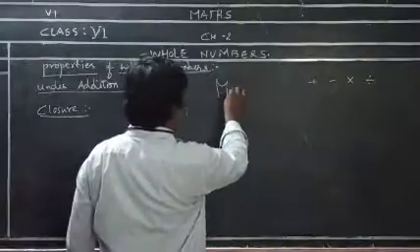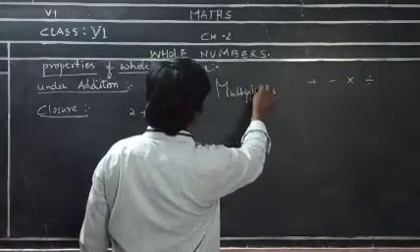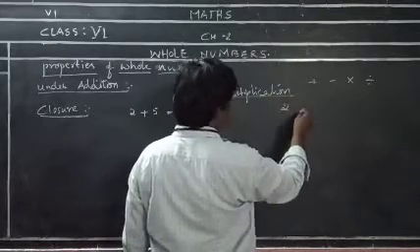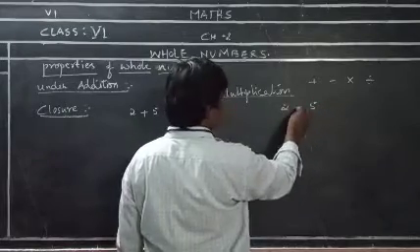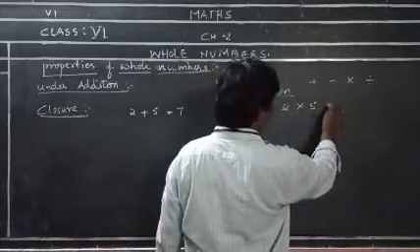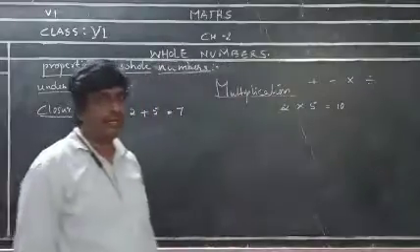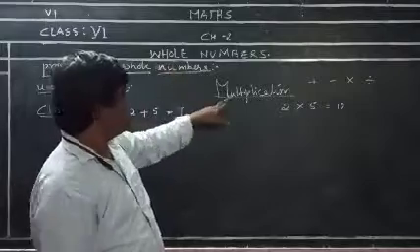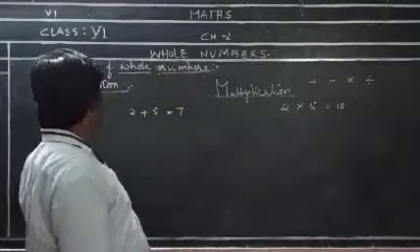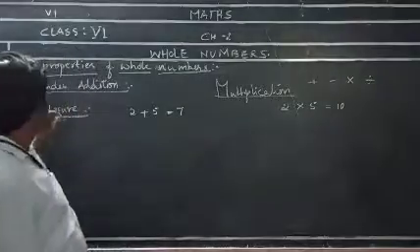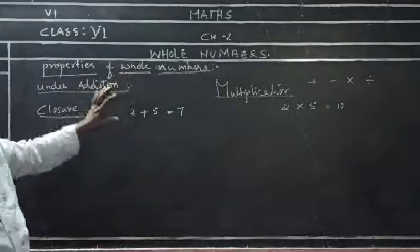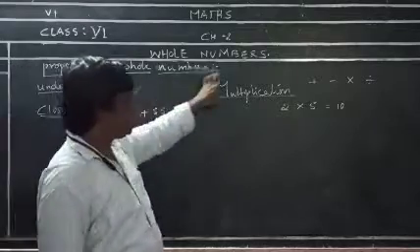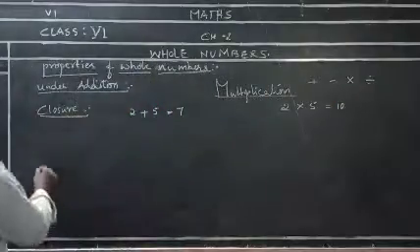If we take multiplication, 2 is a whole number, 5 is also a whole number. Multiplication, 2 into 5, so the product 10 is also a whole number. Therefore, whole numbers are closed under what operation? Multiplication operation. That means whole numbers satisfy the closure property on what operations? On addition as well as multiplication. Next, commutative property.